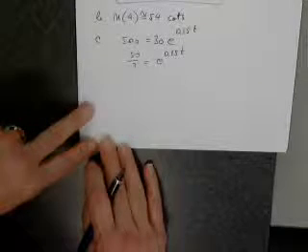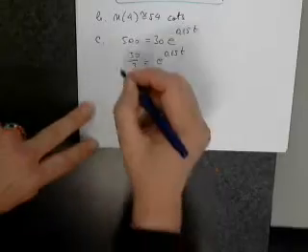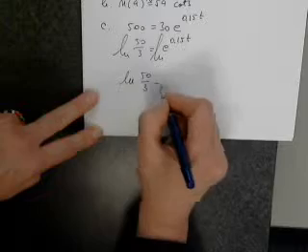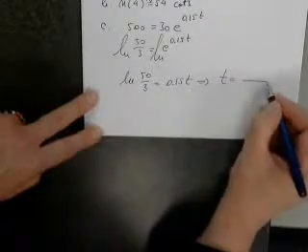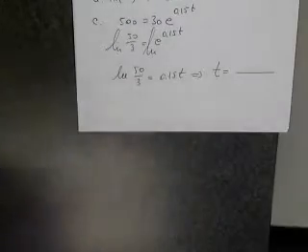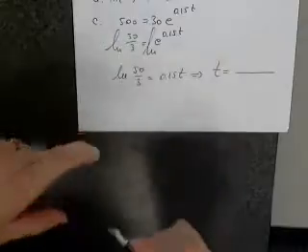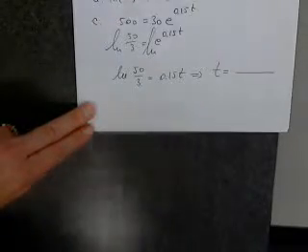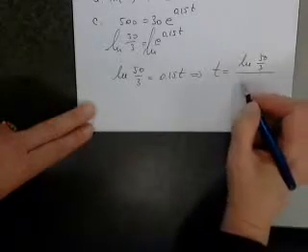Next step. Yes. So natural log of 50 over 3 must equal 0.15t. Therefore, t equals natural log of 50 over 3 divided by 0.15.